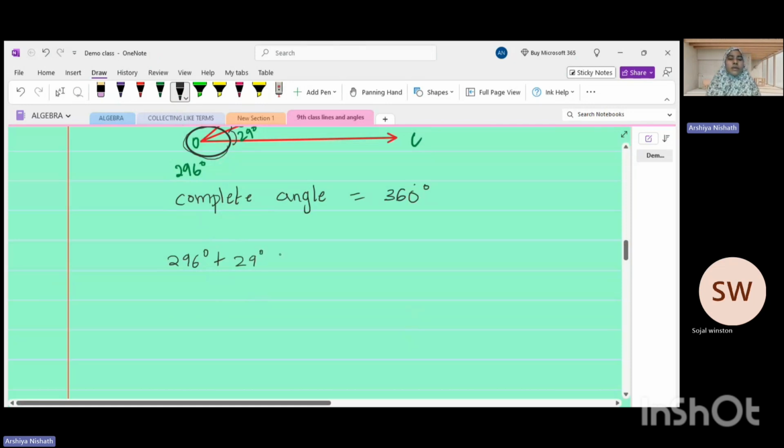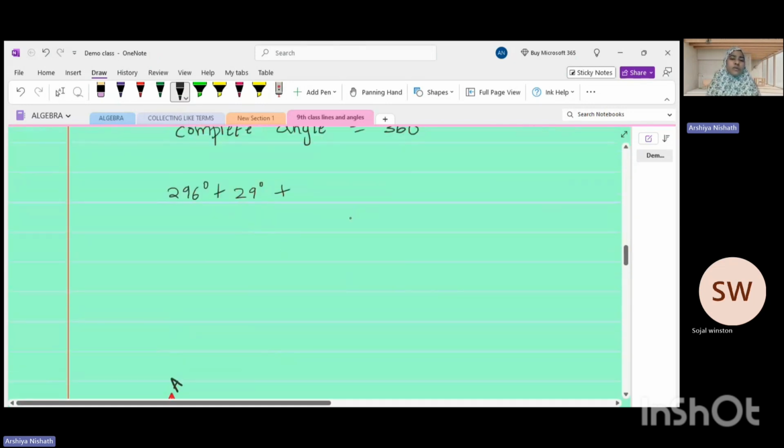What can we write here? 29 degrees plus what is left out? x minus 24. This all sums to 360 degrees. Why? Because the sum of all angles is equal to 360 degrees. That's why we have substituted it to 360 degrees.